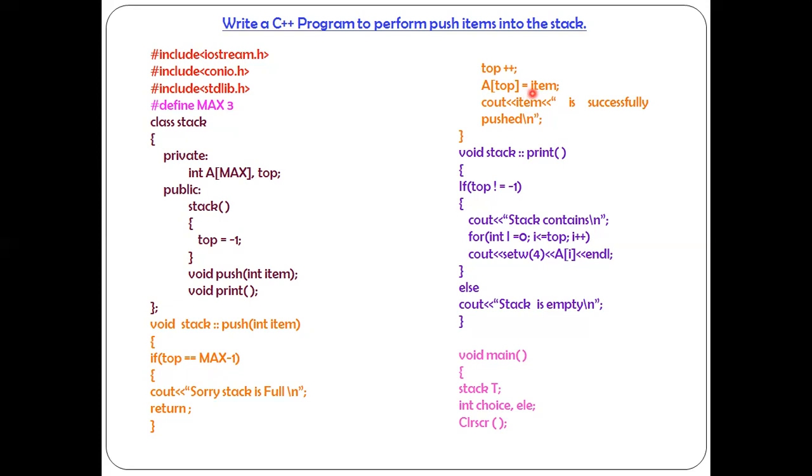A of top is equals to item. A of top means A of 0 is equals to item. What value has been passed from the void main, that value will be assigned to which location? A of 0. That means the first value will occupy the position A of 0. That means 10 is stored in A of 0. So I'm going to print the message with cout stream insertion item. In place of item, it is going to print its value or content. 10 is successfully pushed. Backslash and double quotation close, end with semicolon. This close flower bracket indicates the end of the push member function.